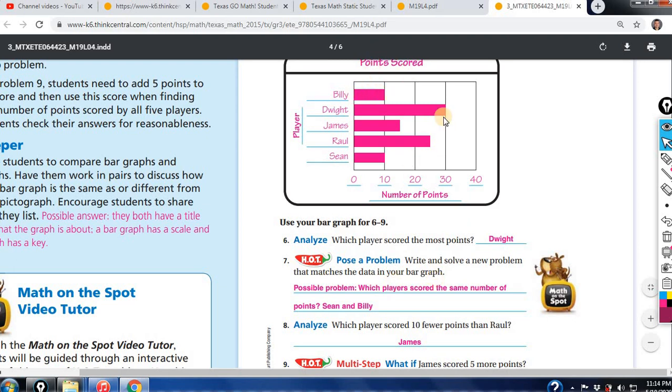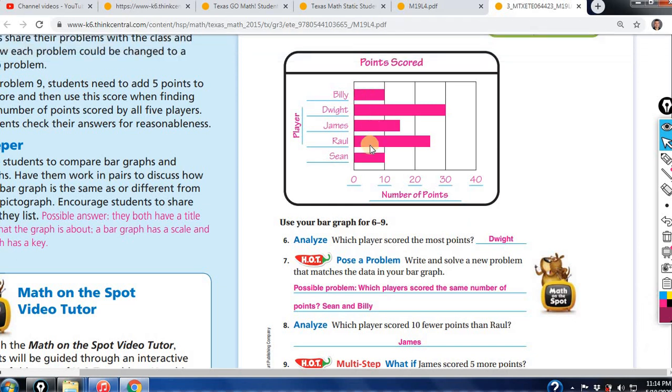The next one is write and solve a new problem that matches the data, and then the answers are going to vary. But in this one, since Billy and Sean both scored 10, I would choose that one. What two players scored the same number of points? Or how many more points did Dwight score than Raoul? Or compare the number Raoul and Sean scored to the number that Dwight and James scored. Which is greater? Or how would you order them from least to greatest or greatest to least? So the questions that you create will vary.